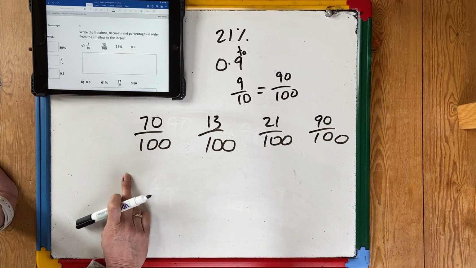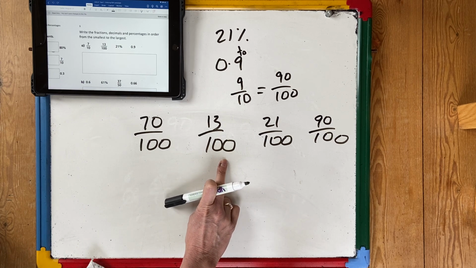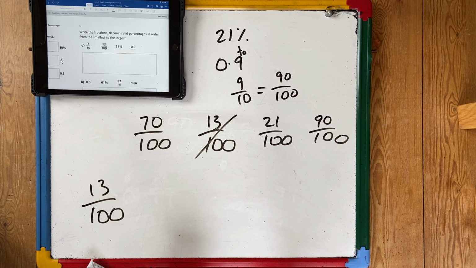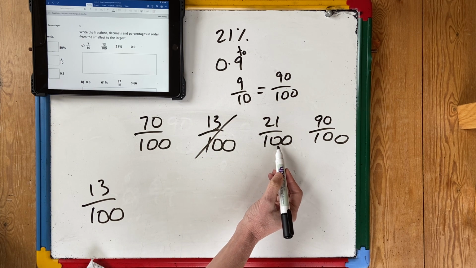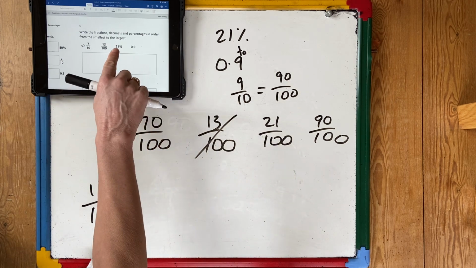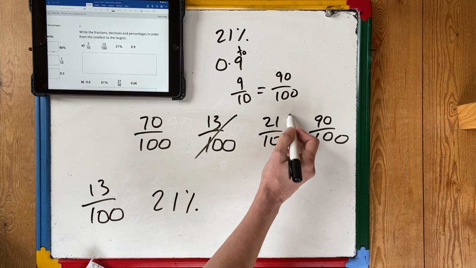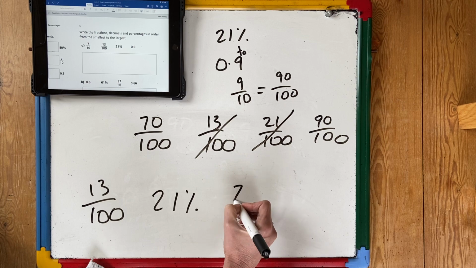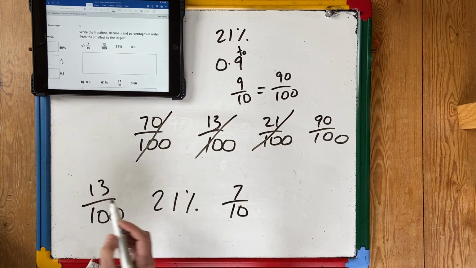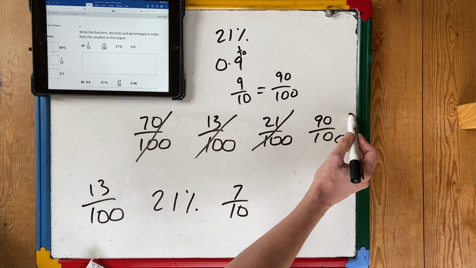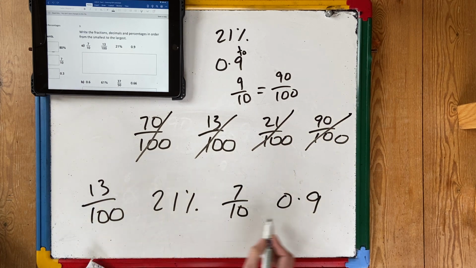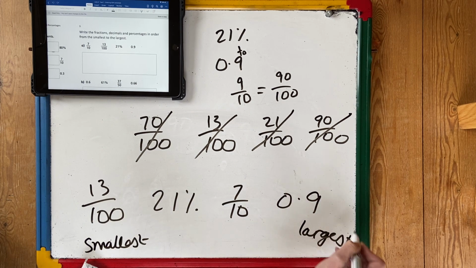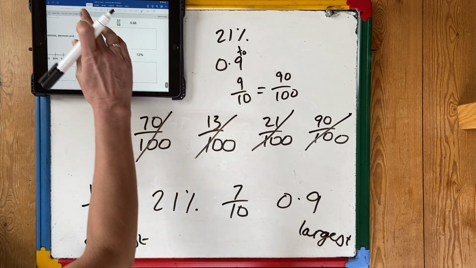So the smallest amount is 13 hundredths. That's the smallest. I'm going to cross it off as I go along. The next one is 21 hundredths. I'm not going to write 21 hundredths though, I'm going to write 21%. Cross it off. The next one is 70 hundredths, which here is written as 7/10. Cross it off. And then the next one, 0.9, is 90 hundredths. There you go. I've ordered it from the smallest to the largest. Try and do questions B and C independently.